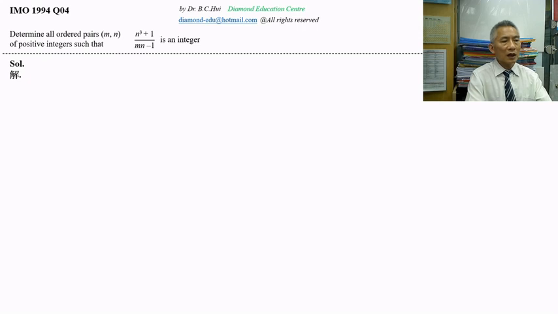This is IMO 1994, question number 4. The question asks us to determine all ordered pairs of positive integers m and n, with the quantity (n^3 + 1)/(mn - 1) being an integer.